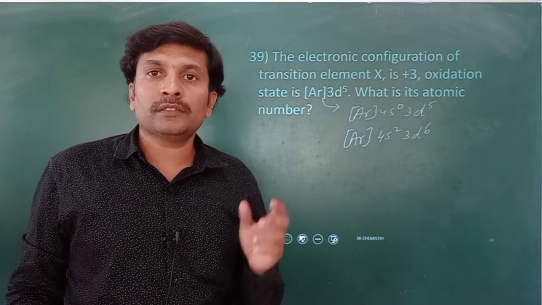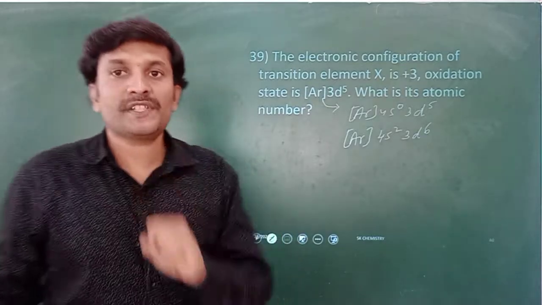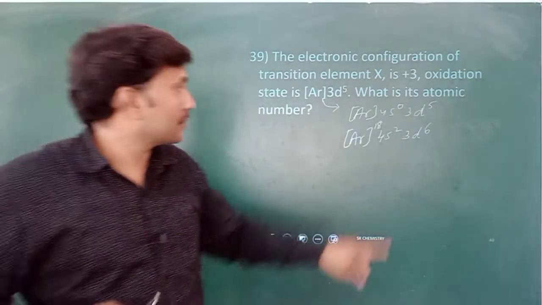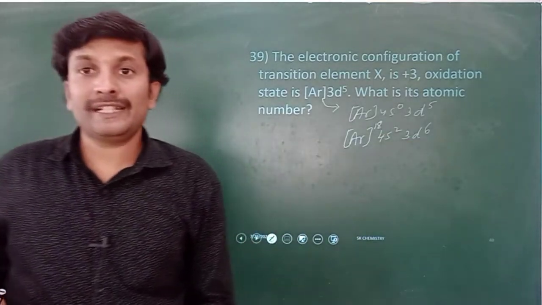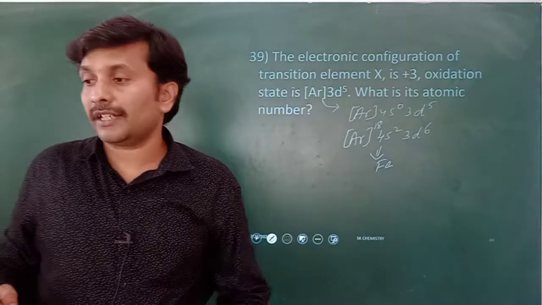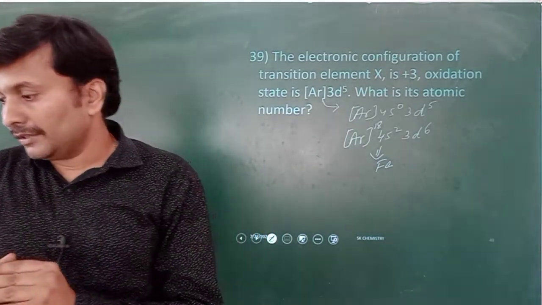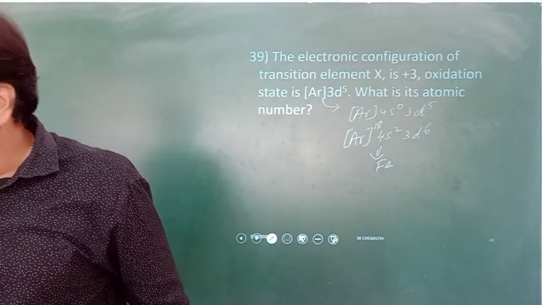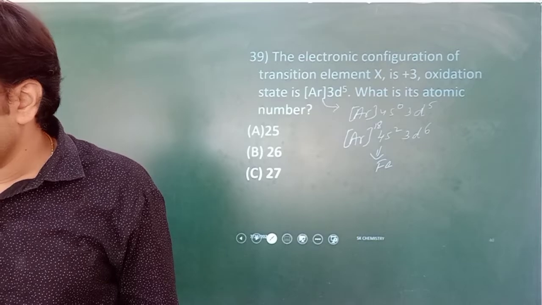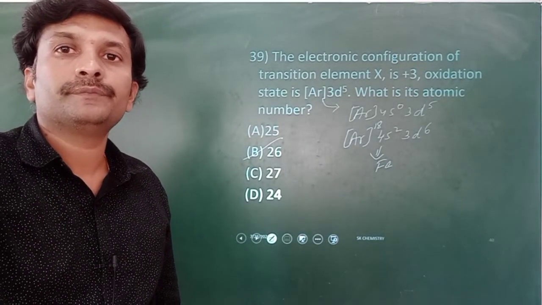So argon 4s2 3d6. Which element is this? Argon is 18, 18 plus 2 plus 6 is 26. Which element is 26? You should have this knowledge. Tuck, tuck, tuck, tuck, then we can think about how fast we can do it. So what is the answer, children? Here we got 26. Understood?